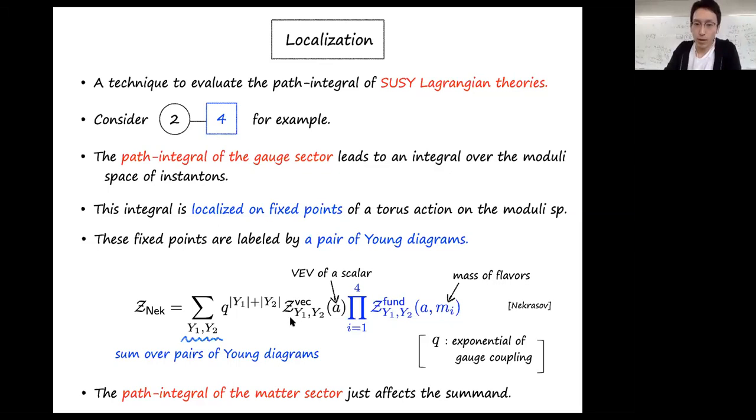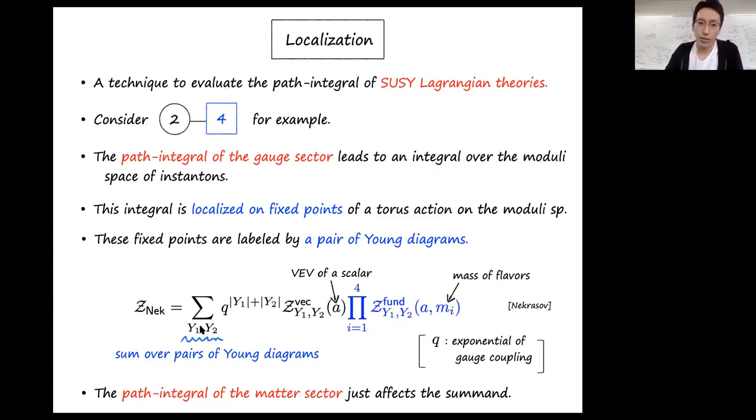And this part in the sum is roughly regarded as the result of the path integral of the gauge sector and the matter sector in the instanton background. So this first factor, Z vector, is a result of the path integral in the instanton background. And this blue factor is a result of the path integral of the matter sector. Okay, because you have four fundamental hypers, you have a product of four factors. Okay. So this is roughly Nekrasov's formula for the Nekrasov partition function of this theory.